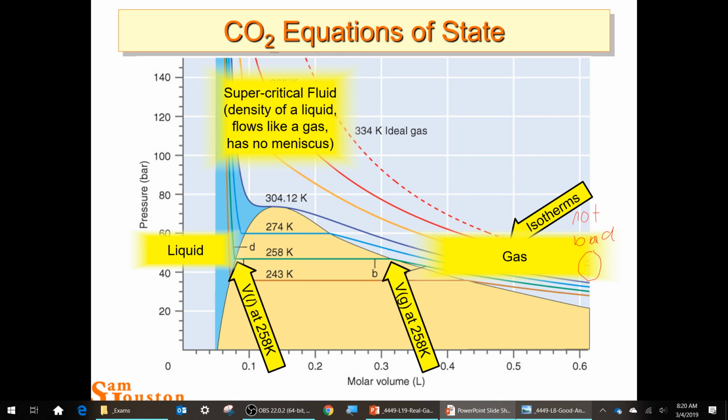That's crazy. Yeah. And it's because we've crammed it in such a small volume, and we've heated it up so that now there's no meniscus forming. So it's a fluid. It's not a liquid or a gas. It's because it has properties of both. It has the density of a liquid, but it flows like a gas, and there's no meniscus.